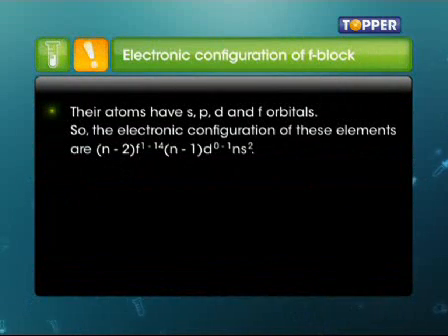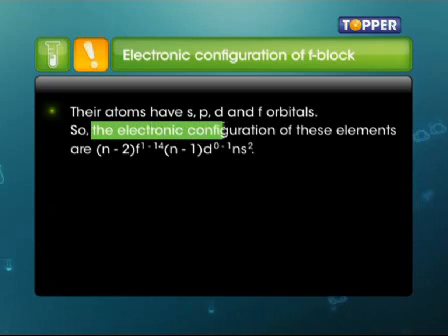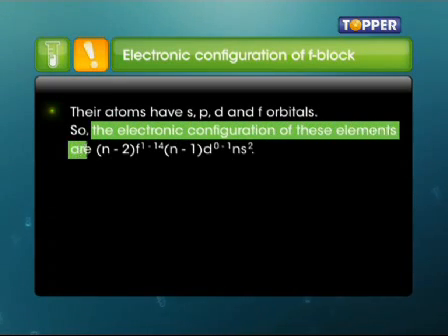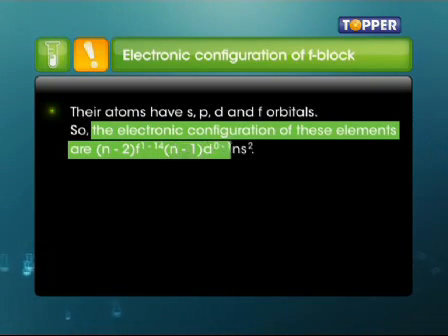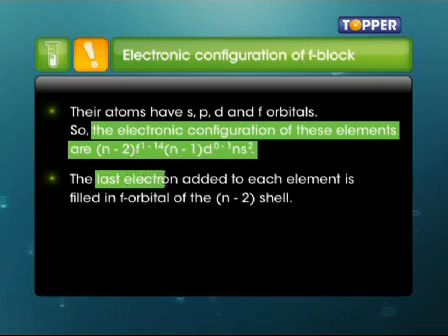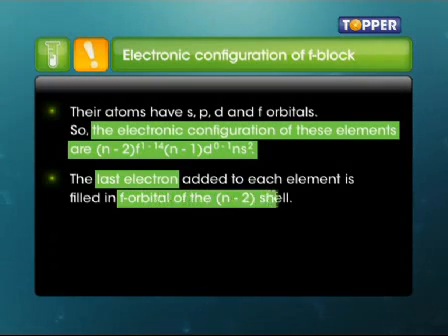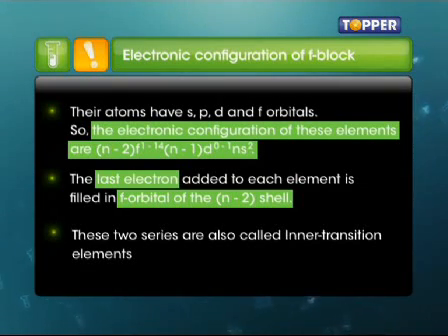I am sure you have already figured out the electronic configuration for these elements. Their atoms have s, p, d and f orbitals. So, the electronic configuration of these elements is (n-2)f 1 to 14, (n-1)d 0 to 1, ns2. The last electron added to each element is filled in the f orbital of the n-2 shell. These two series are also called inner transition elements.